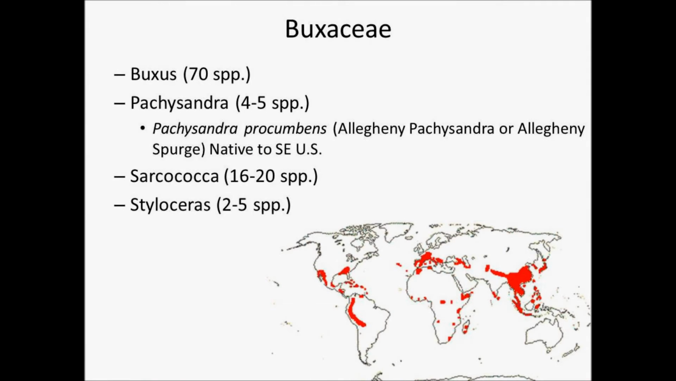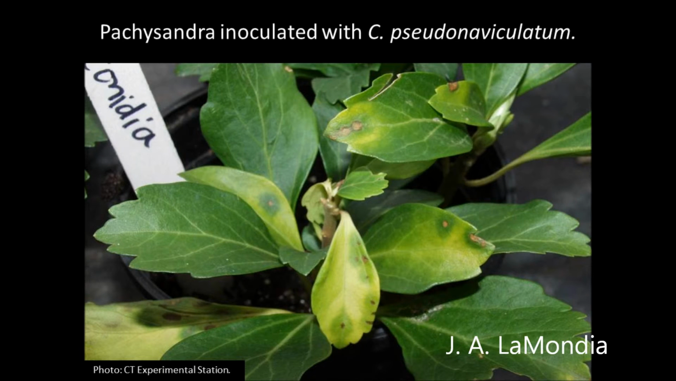Although within the boxwood family, the greatest diversity is in the genus Buxus. The boxwood family also includes Pachysandra, Sarcococca, and Styloceras. This has prompted the question, are other genera within the boxwood family hosts? So far, 2 other genera have been infected by scientists in the laboratory. Here is a picture of Pachysandra infected by researchers from Connecticut.